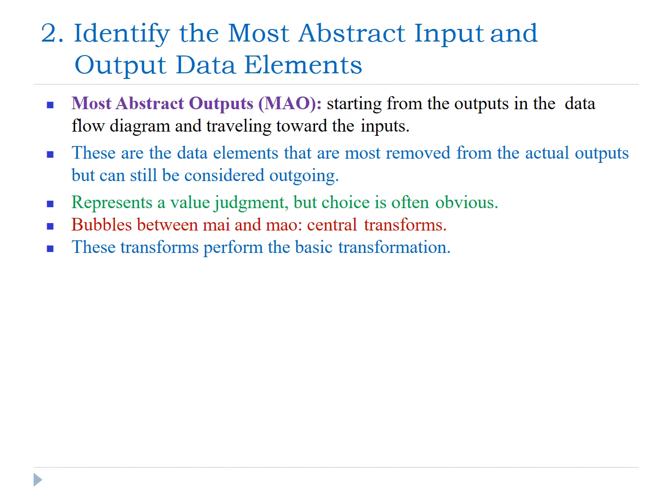Now look at most abstract outputs, or MAO. Starting from the outputs in the data flow diagram and traveling towards the inputs, these are the data elements that are most removed from the actual outputs but can still be considered outgoing. It represents a value judgment, but the choice is often obvious. Bubbles between MAI and MAO are the central transforms. These transforms perform the basic transformation.